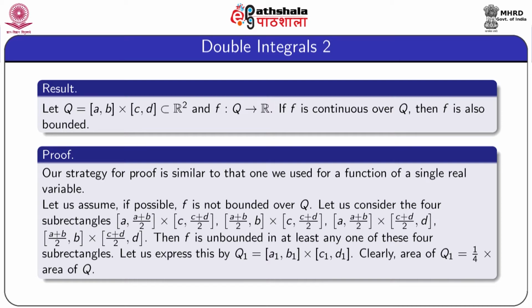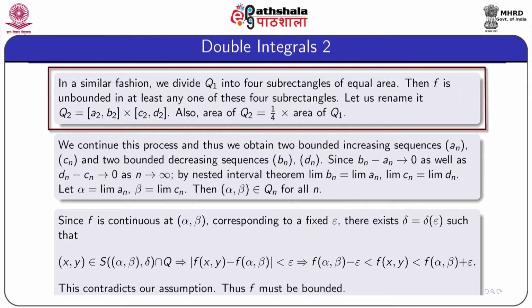Let us consider the four subrectangles: [A, (A+B)/2] Cartesian product with [C, (C+D)/2], [(A+B)/2, B] Cartesian product with [C, (C+D)/2], and similarly the other two. Then F is unbounded in at least one of these four rectangles. Let us express this by Q1 equal to [A1,B1] times [C1,D1]. Clearly, area of Q1 equal to 1/4 area of Q.